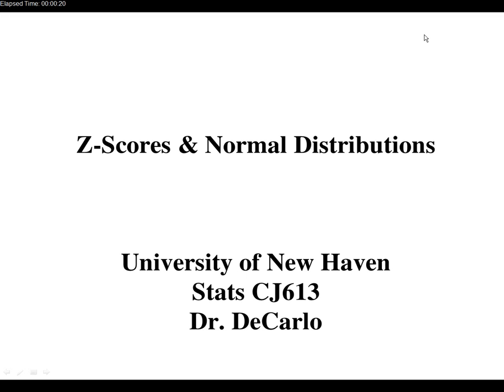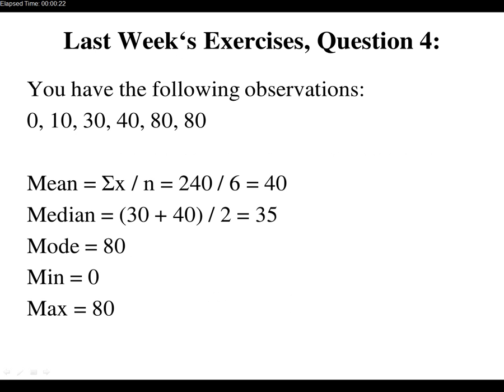This is what we're going to do. Before we even get going, we're going to do some review of some of the stuff that we had last week. This is actually for another question that I asked another class, but we'll go through it. Let's say we have a group of the following observations. We have a 0, a 10, a 30, a 40, and 2 80s.